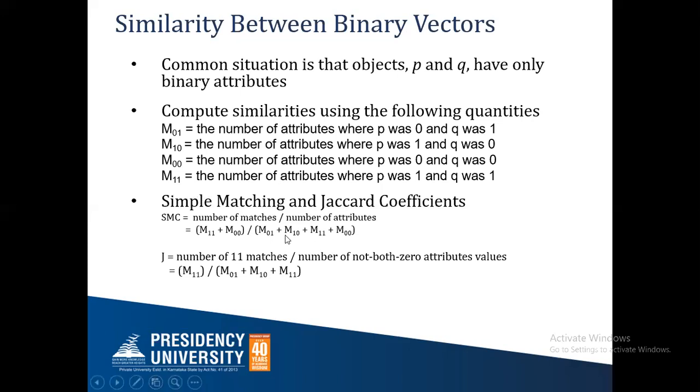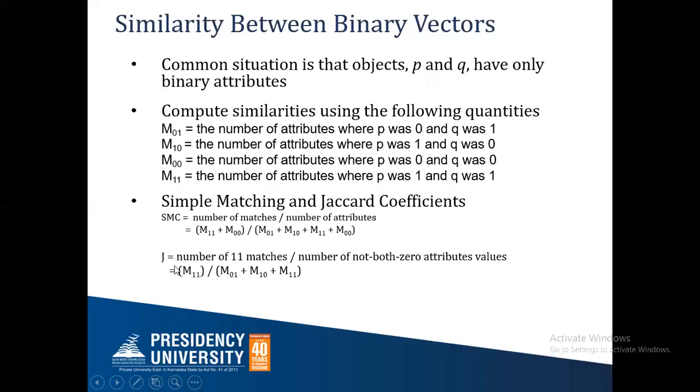So here, how do we calculate the simple matching coefficient? That is SMC. SMC can be calculated using the formula: number of matches divided by number of attributes. We say that the values are matching if both are 1 or if both are 0. So that is nothing but M11 plus M00. These are the number of matches, divided by the number of attributes. The total number will be given by the addition of all: M01 plus M10 plus M11 plus M00. This formula gives us the simple matching coefficient.